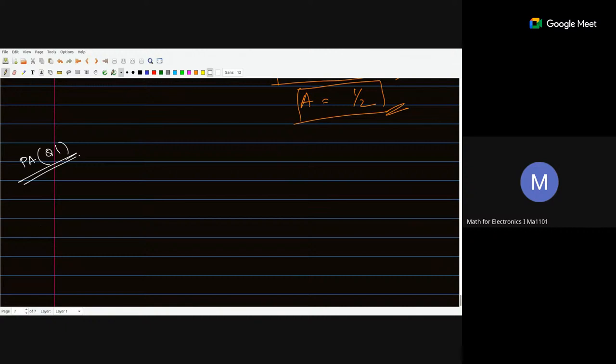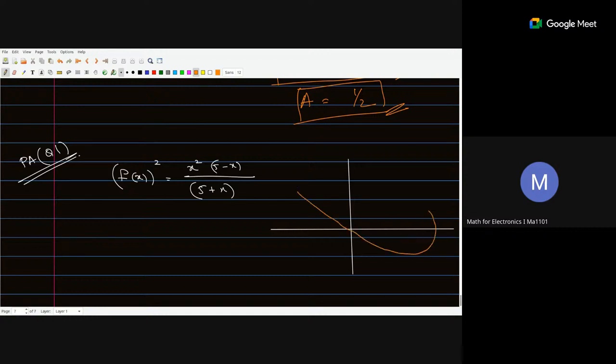Okay, sir. Question PA question 1. The question is all about computing the volume and rotation stuff. So it is given that f of x whole square is something like this, x square pi minus x divided by pi plus x. And the graph is also given. Graph also looks nice. So it is like this. So this is f of x.